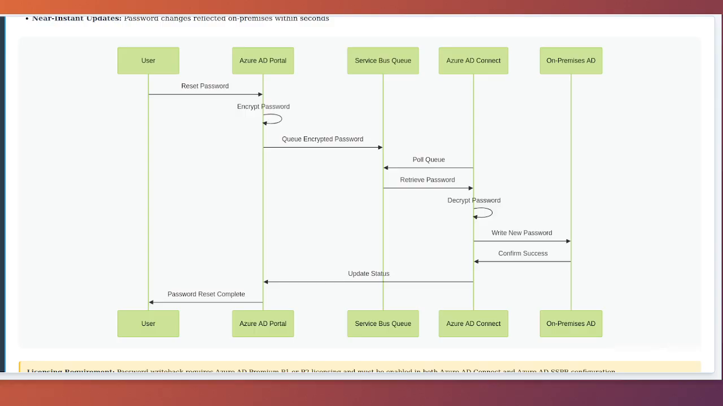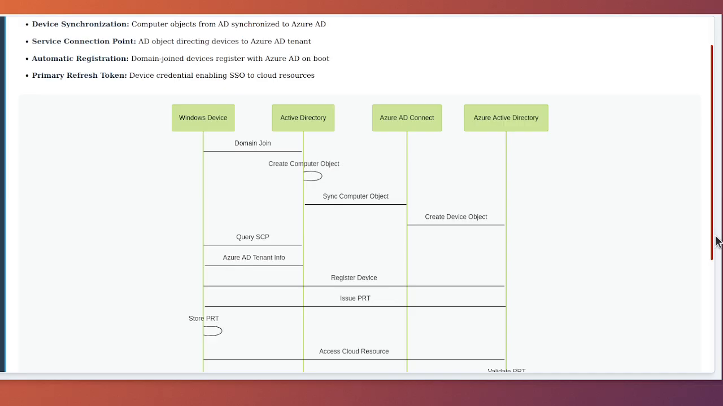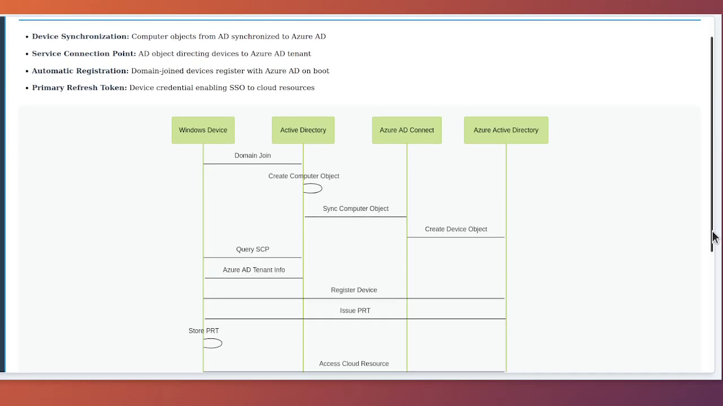Device synchronization and hybrid join. Azure AD Connect can synchronize device objects from on-premises Active Directory to Azure Active Directory, enabling hybrid device scenarios that bridge traditional domain-joined computers with cloud-based management and authentication. Device synchronization is a critical component for implementing Windows Hello for Business, seamless single sign-on, and conditional access policies that consider device compliance state. Understanding the device synchronization process and hybrid Azure AD Join functionality is essential for organizations implementing modern endpoint management strategies.